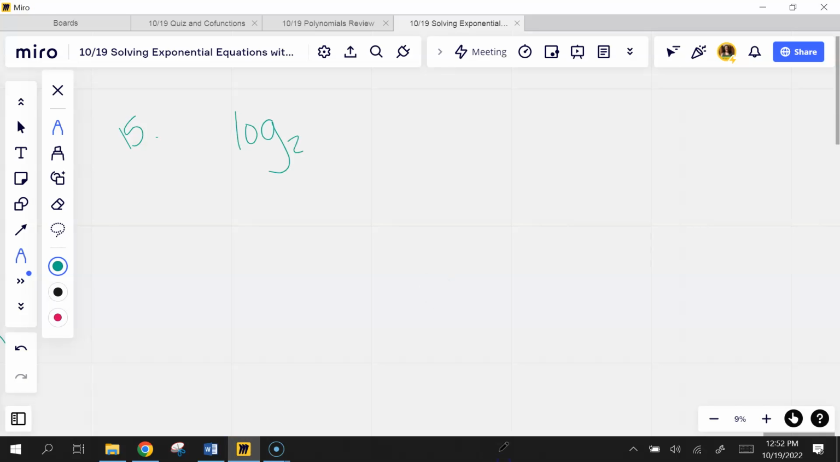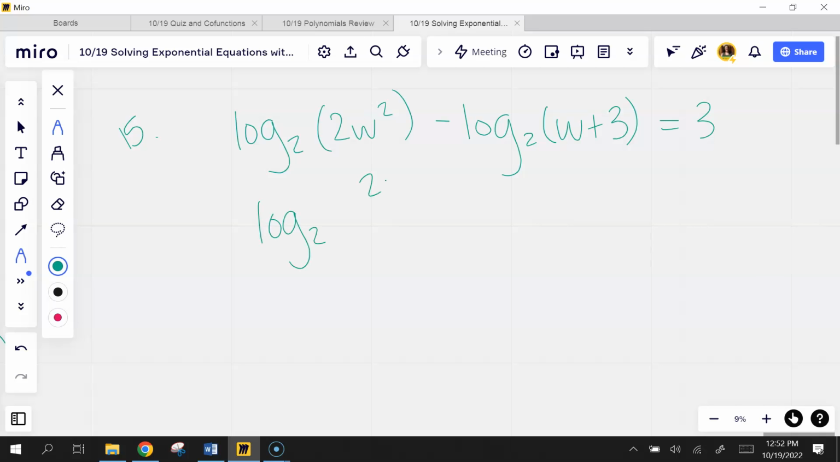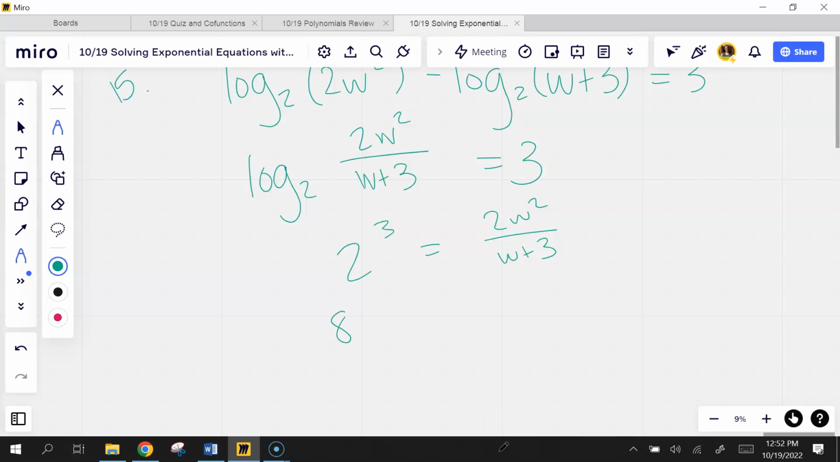All right, log base 2w squared. We'll change the form. I'm going to E it. Multiply by w plus 3. So this is.